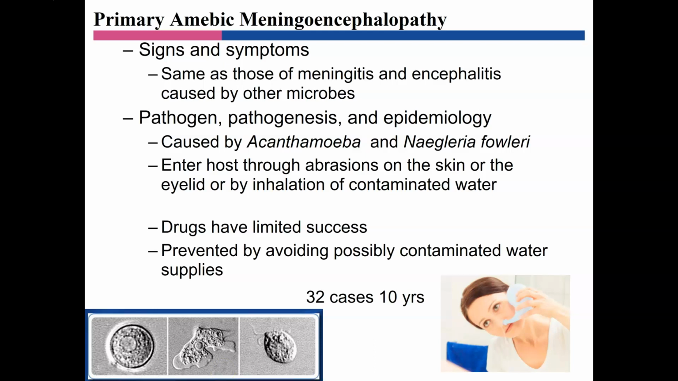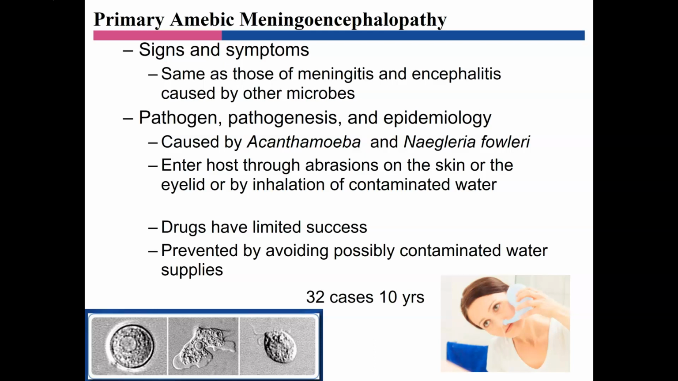There are two types of amoeba that might result in this type of infection: acanthamoeba and Naegleria. These are the two amoeba, and amoeba are protozoa. These two can cause infection of the brain, although it's very uncommon.